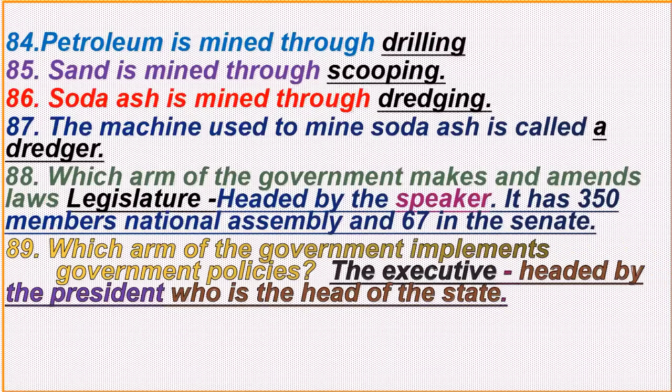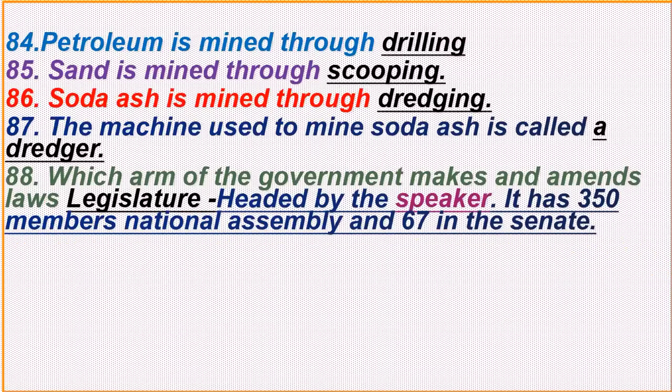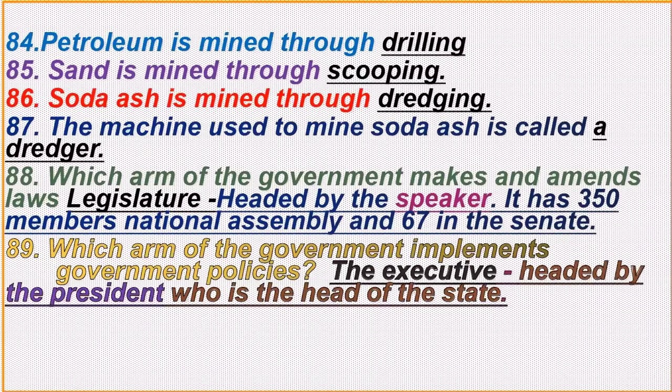Number 89. Which arm of the government implements government policies? The answer should be the executive arm of the government. It is headed by the president, who is the head of the state. Its members are cabinet secretaries, principal secretaries, and all the civil servants.